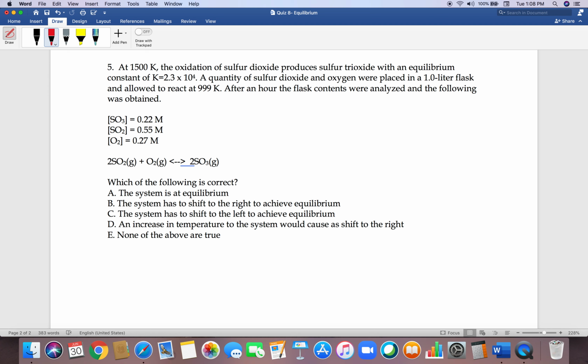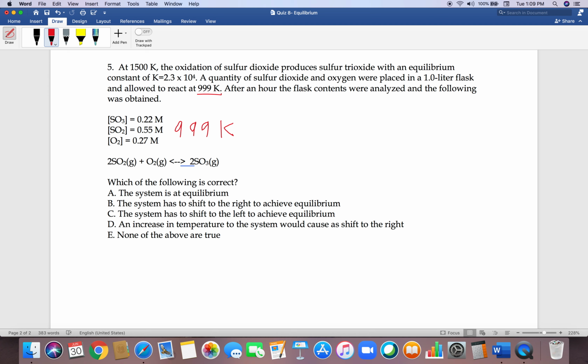At 1500 K, the oxidation of sulfur dioxide produces sulfur trioxide. So we just reverse the reaction above. With an equilibrium constant of 2.3 times 10 to the fourth, a quantity of sulfur dioxide and oxygen were placed in a 1-liter flask and allowed to react at 999 degrees Kelvin. After an hour, the flask contents were analyzed and the following was obtained. So at 999 degrees Kelvin, we obtained the following measures. And we want to know which of the following is correct.